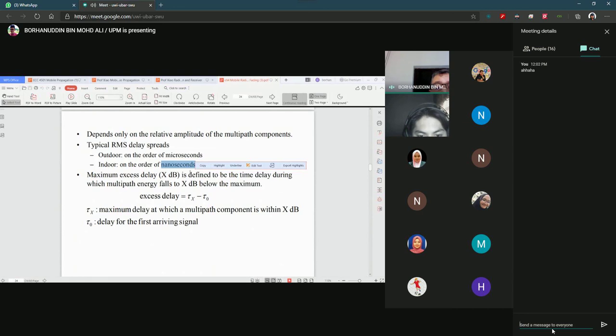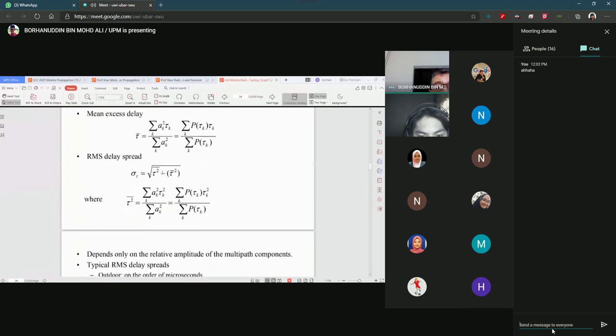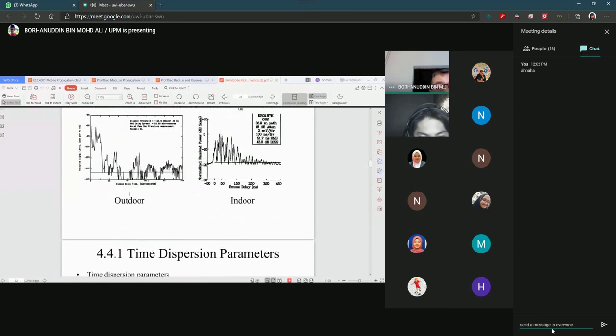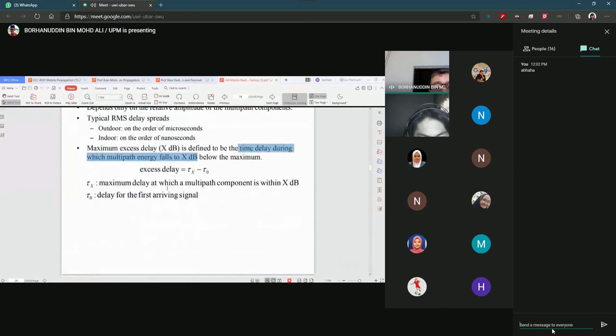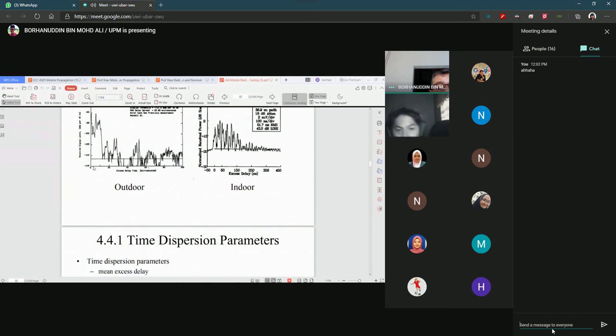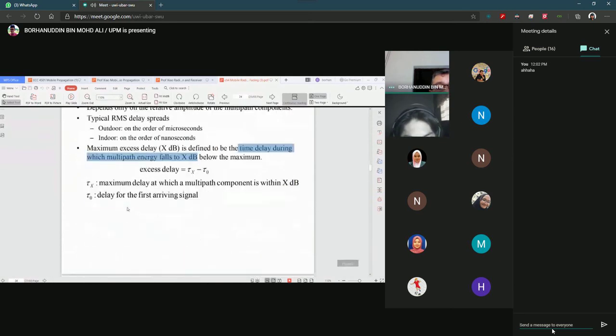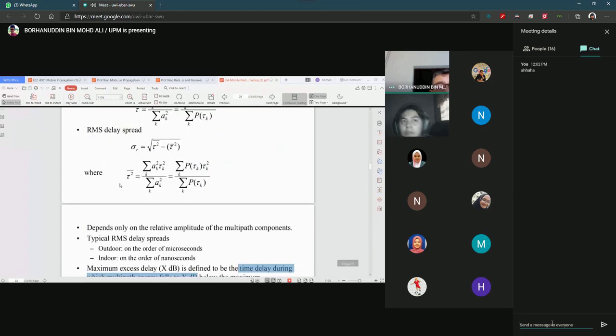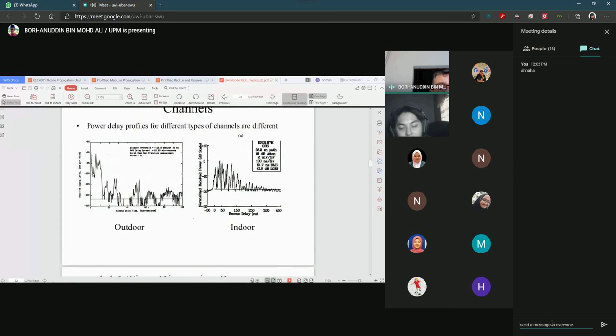Maximum excess delay is defined to be the time delay during which multipath energy falls to X dB. So this is a threshold that you set. Below this, you consider it as lost signal or excess that you don't need. So excess delay is tau X minus tau naught. Tau X is the maximum delay at which a multipath component is within X dB. Tau naught is the delay for the first arriving signal. The delay for the first arriving signal is here, tau naught. Tau X, I would say, is here.